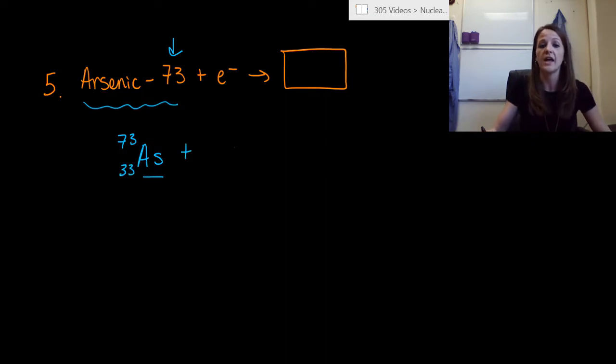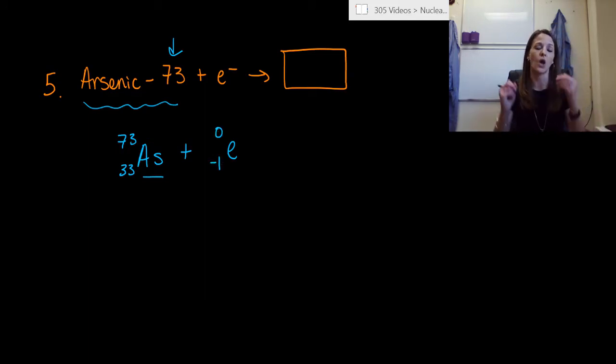Now what we have to do is add an electron to it. This is something you just have to have memorized. An electron always has the exact same symbol. It has a mass number of 0 and an atomic number of -1. That is always what an electron is going to look like, so just get that down. That's something you just have to memorize.